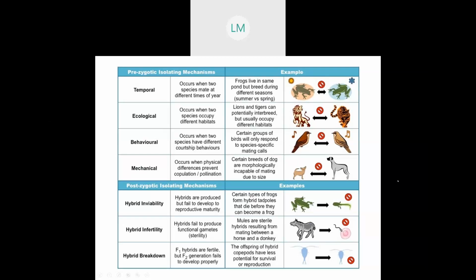Okay, so all 7 of these isolating mechanisms you're going to need to be familiar with, understand how each one works, pre-zygotic and post-zygotic. So make sure that you are familiar with all of those isolating mechanisms.